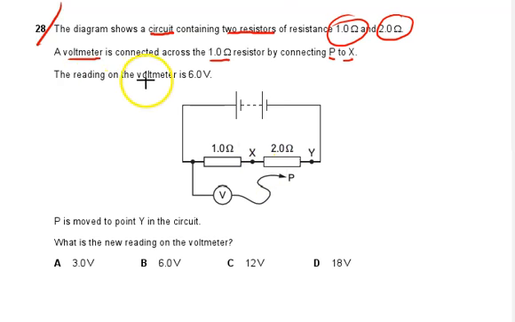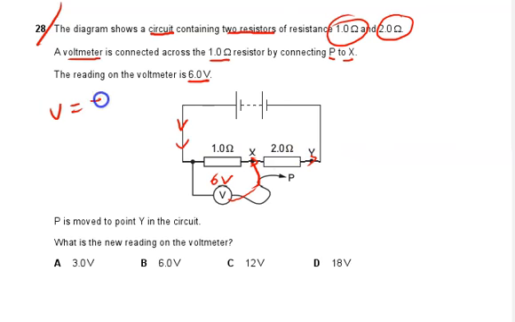And then the reading of the voltmeter is 6. So when they are connected here, this is 6 voltage. P is moved to point Y. It's then moved to point here. Now first let us calculate the current produced over here, because the current here will be the same.